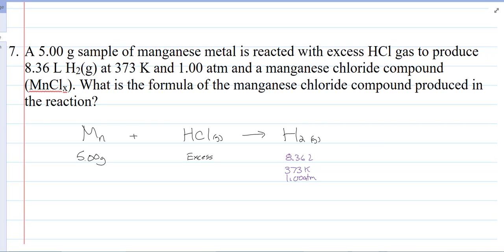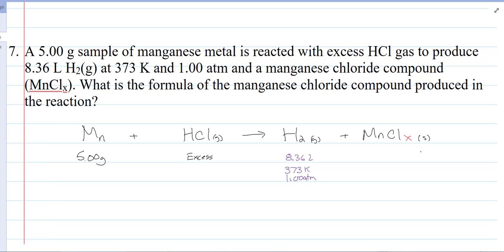And it makes a solid MnClX compound that we don't know. Right? What's the formula? So what is that X? And here's the thing. In real life, there's more than one option. Manganese is a transition metal that can be in several different oxidation states.